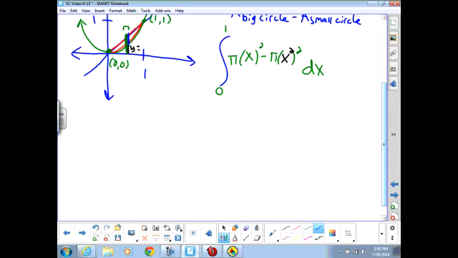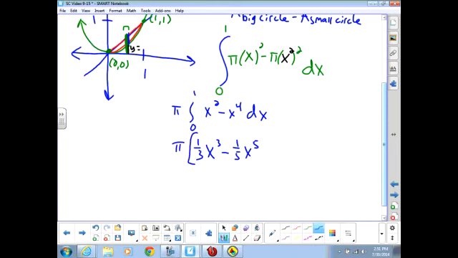So let's neaten this up. We'll pull the pi out front. We're going from 0 to 1. We'll have x squared minus x to the 4th dx. The antiderivative of x squared is x cubed over 3, so we'll put a 1/3 out front. x to the 4th becomes x to the 5th, with a 1/5 out front. Keep the pi out front. We need to evaluate from 0 to 1.